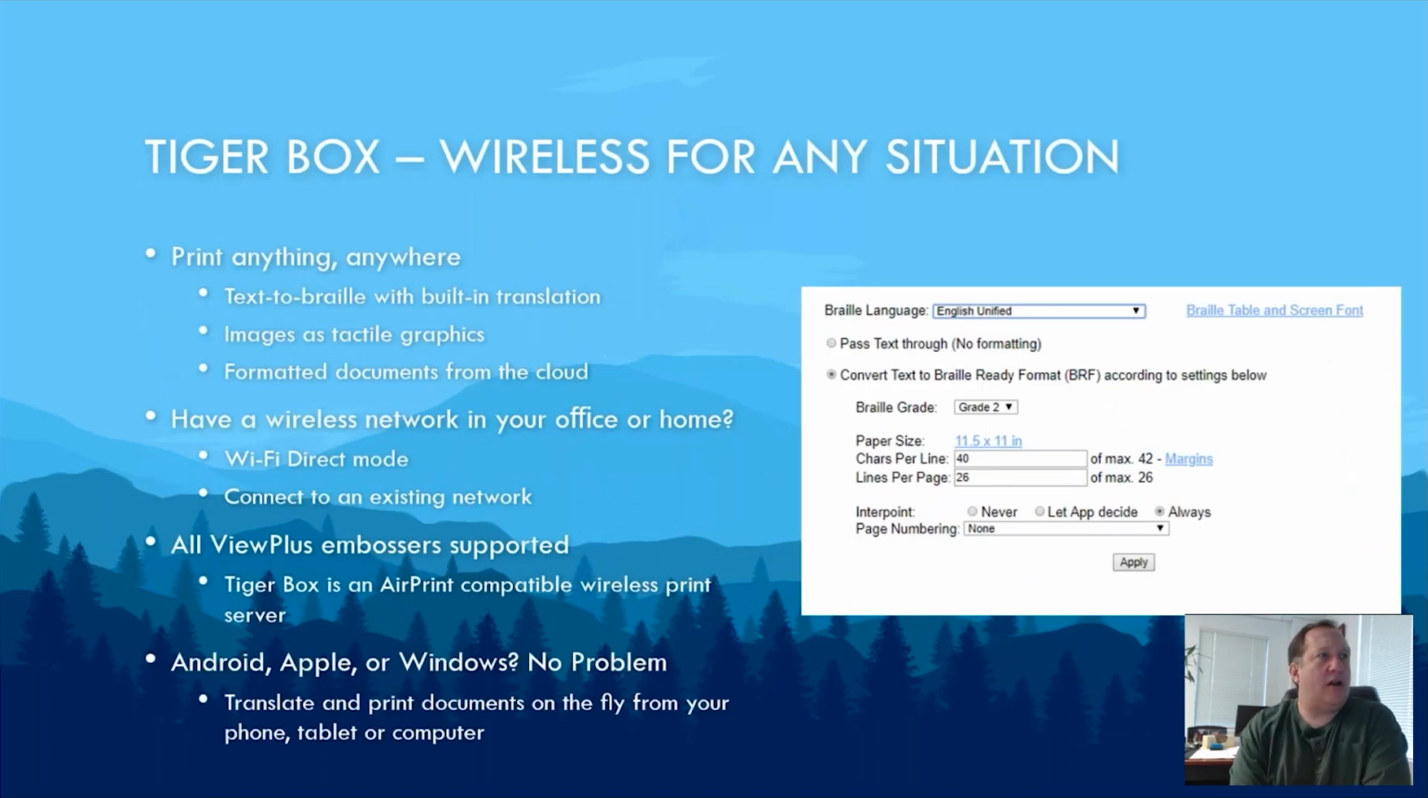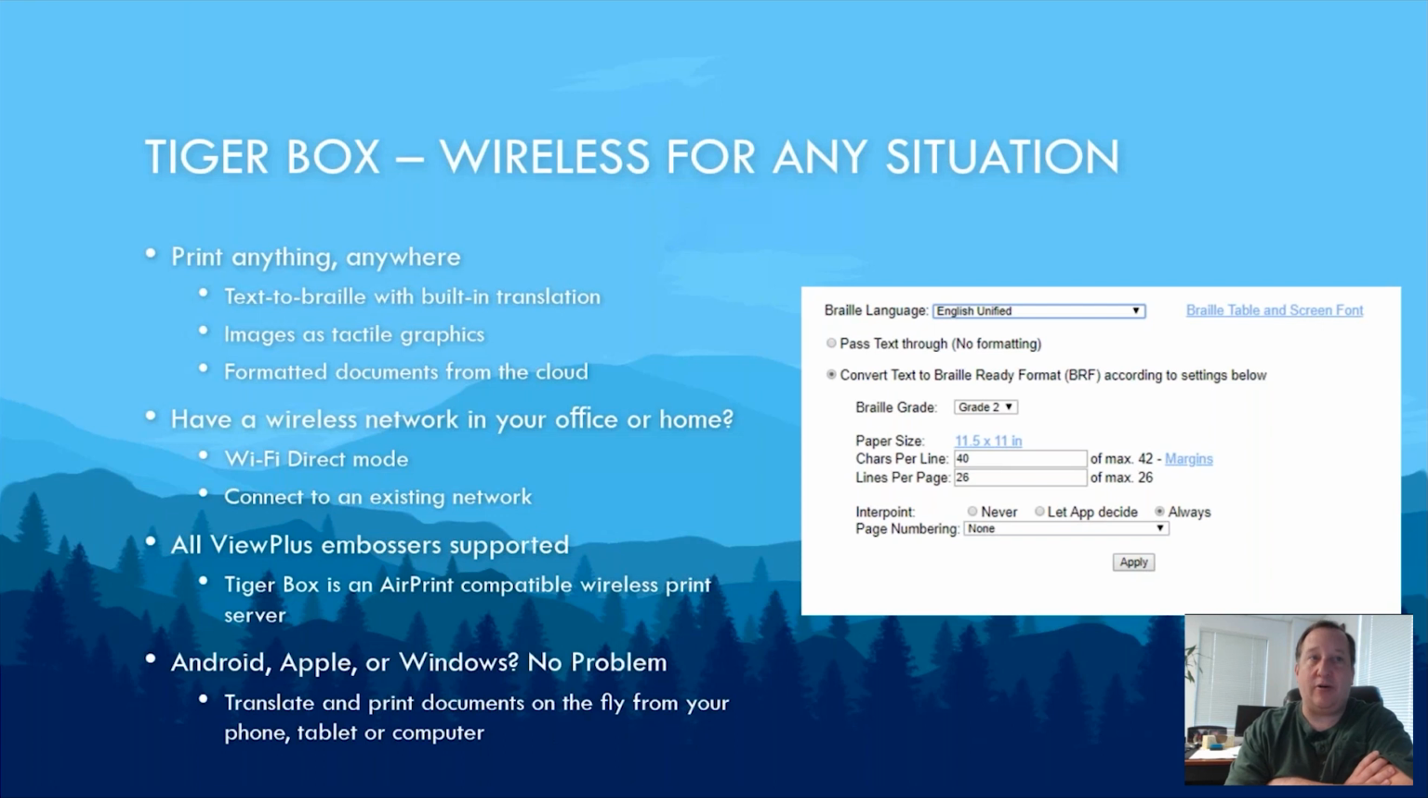Tiger Box is something we've been working on for a couple of years. This is, again, part of enabling people to print Braille for themselves, and also helping dispel some of the rumors that some of this stuff is hard. So this sets up your hook, works with any of our ViewPlus printers.